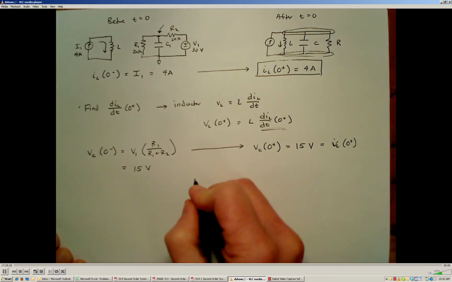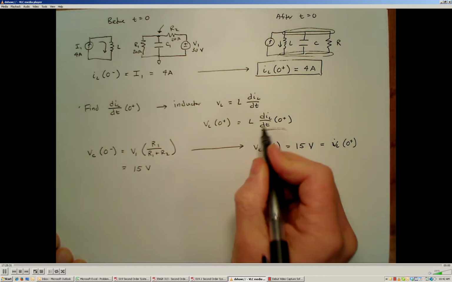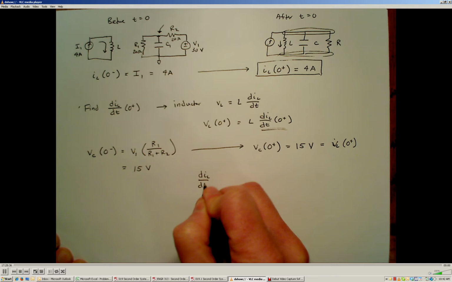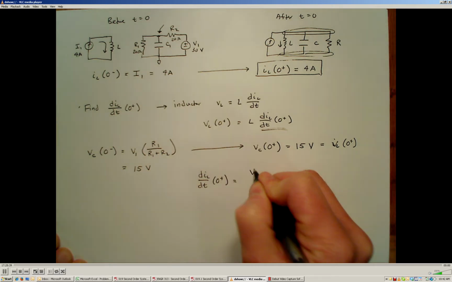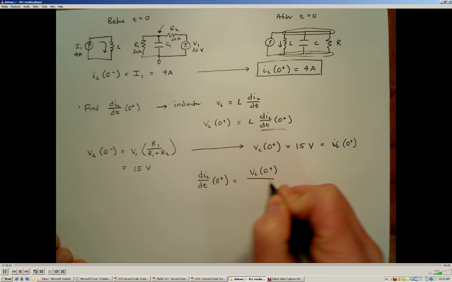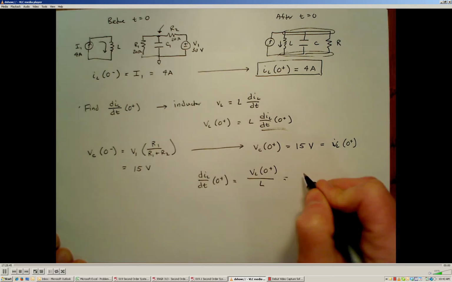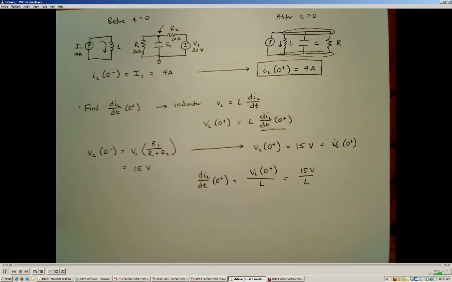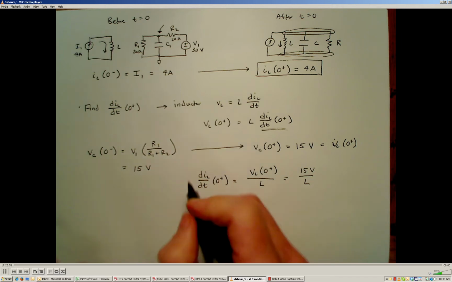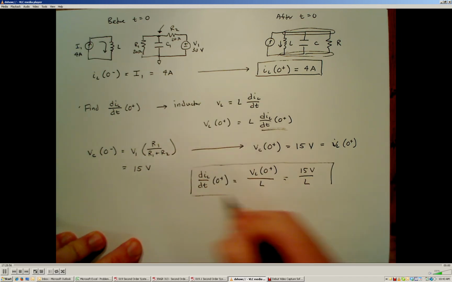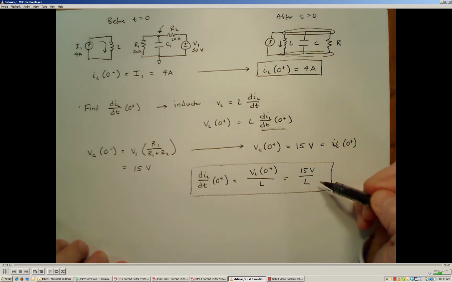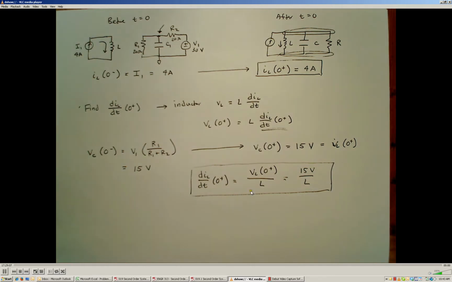So we can solve for di/dt through the inductor at time 0 plus, which must be equal to the voltage across the inductor divided by the inductance, which will be 15 volts divided by the inductance. Okay, so now that we have those two established, the initial condition for the current is 4 amps, and we can calculate the rate of change of current as being 15 volts divided by the inductance of the system.